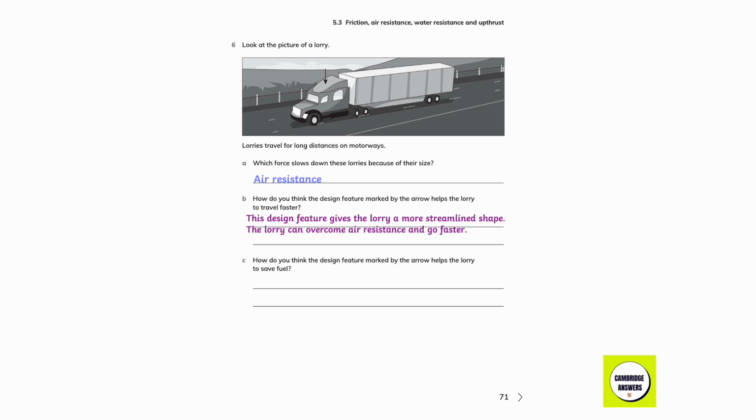How do you think the design feature marked by the arrow helps the lorry to save fuel? If air resistance is reduced, the lorry does not have to use so much fuel to travel at the same speed.